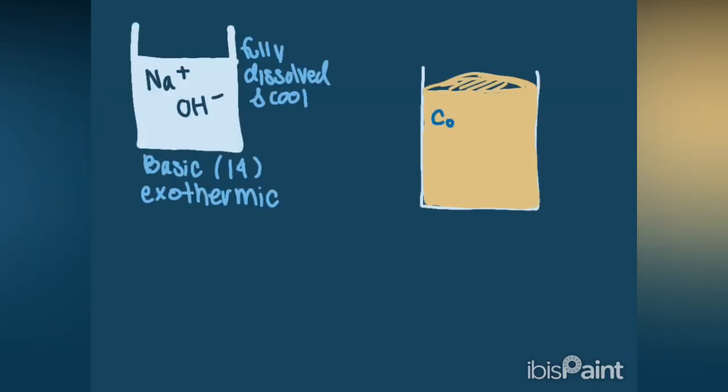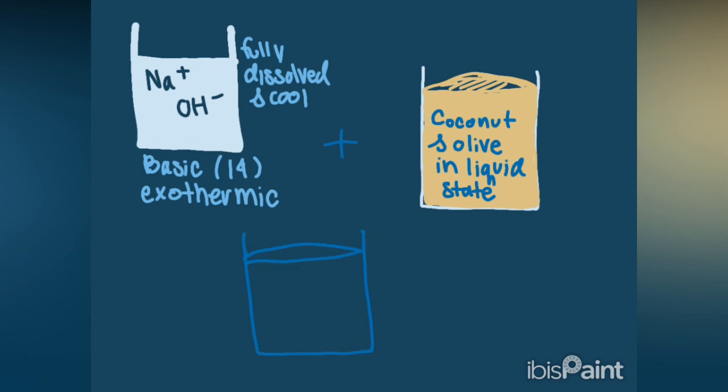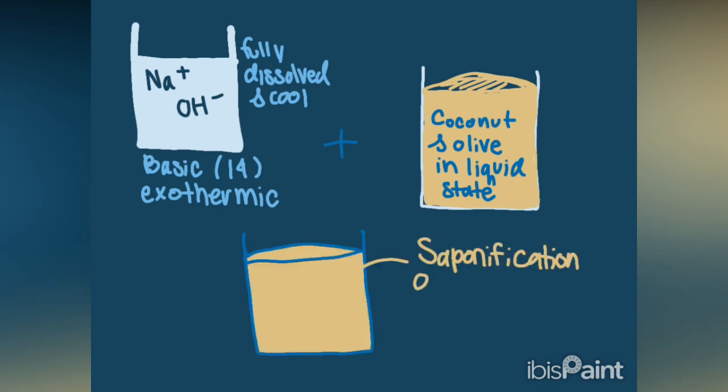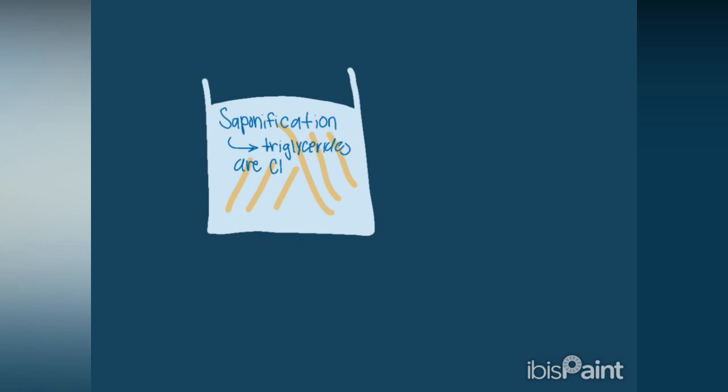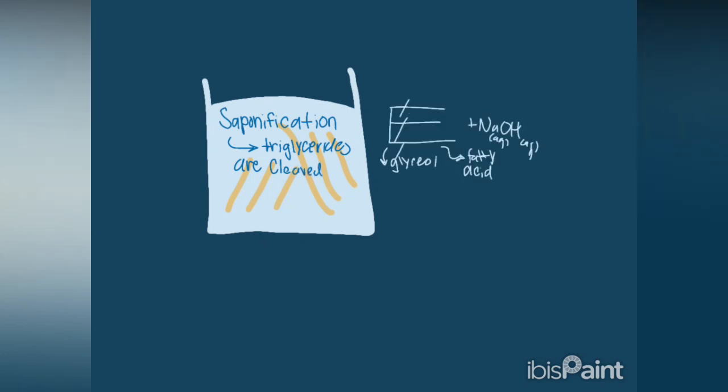Once that's fully dissolved, we're going to add it to coconut and olive oil in a liquid state, and this is where saponification will start. So once the oils and the sodium hydroxide are mixed, the triglycerides and the oils will cleave, leaving the glycerol and the fatty acid tails, and so this will help form our soap molecules.